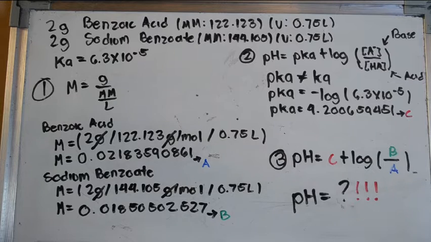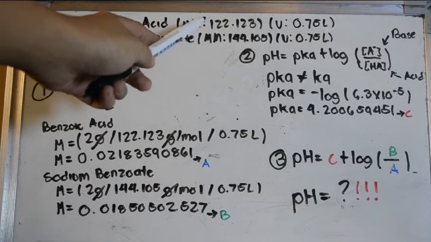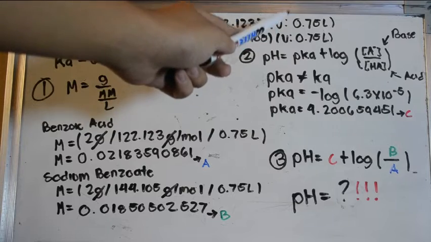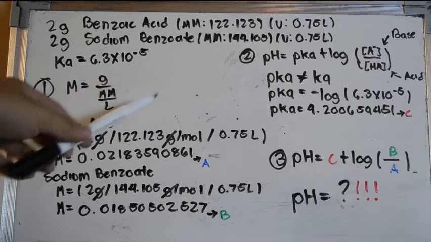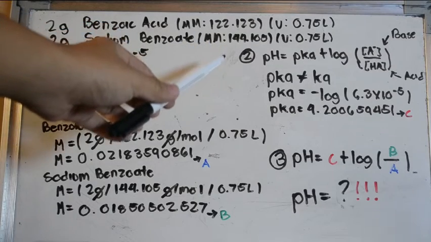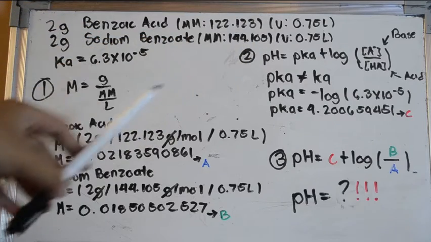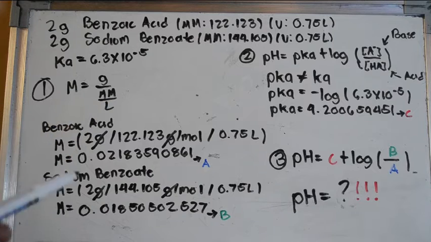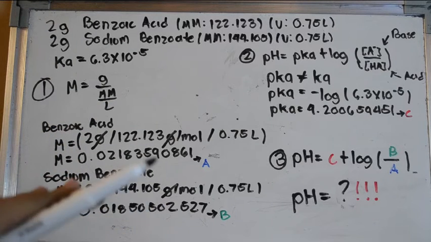To reiterate, we have 2 grams of benzoic acid. The molar mass of benzoic acid is 122.123 grams per mole. And we are given the volume of 0.75 liters. The same with sodium benzoate: we also have 2 grams of it. The molar mass is different from benzoic acid. It's 144.105, and the volume stays the same. Now, we also have Ka is 6.3 times 10 to the negative 5.